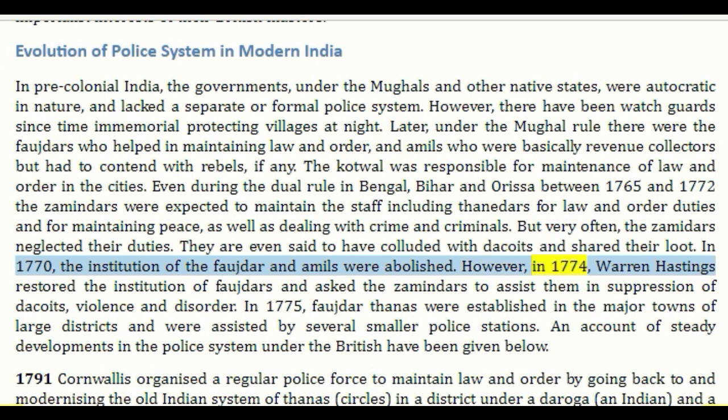However, in 1774, Warren Hastings restored the institution of Faujdars and asked the zamindars to assist them in suppression of dacoits, violence and disorder. In 1775, Faujdar Thanas were established in the major towns of large districts and were assisted by several smaller police stations. An account of steady developments in the police system under the British has been given below.